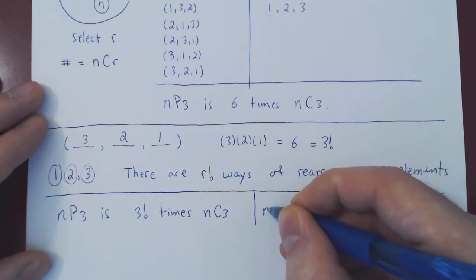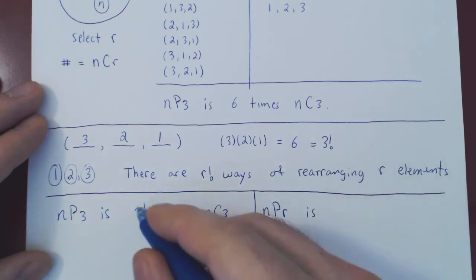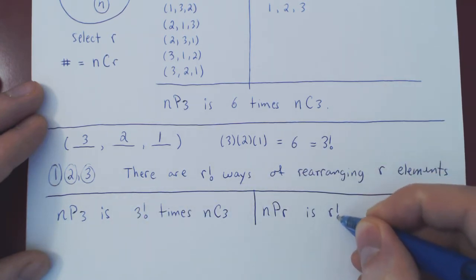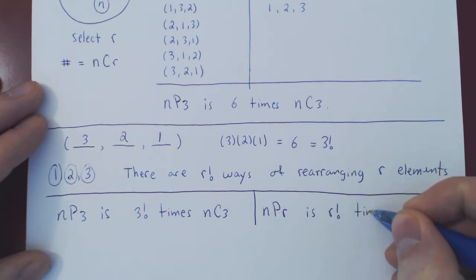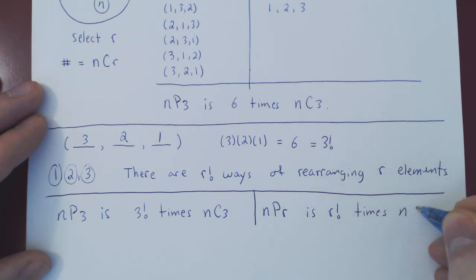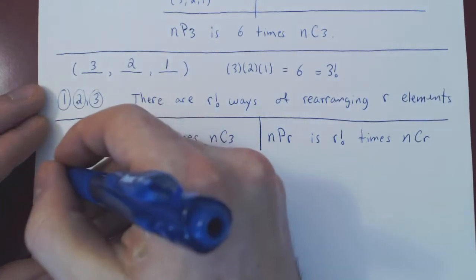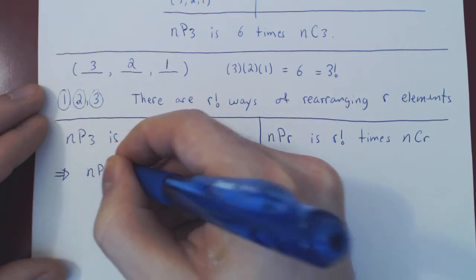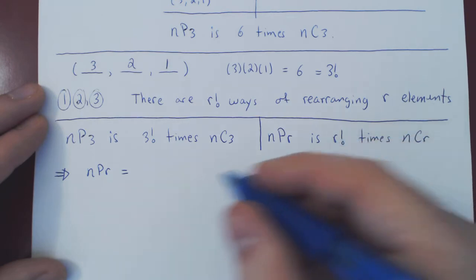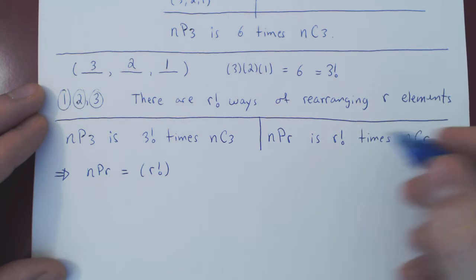So in general, NPR is r factorial times NCR. And then we can write this as a simple mathematical equality, right? So what is the implication here? NPR is r factorial times NCR.